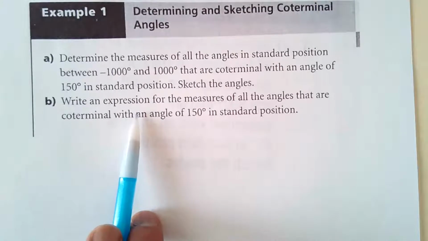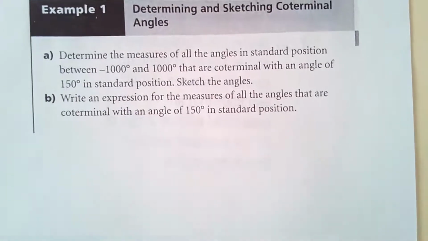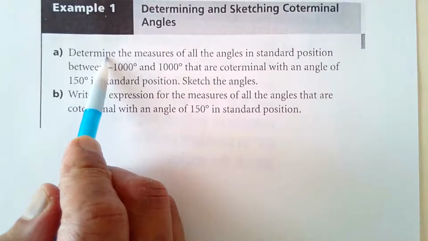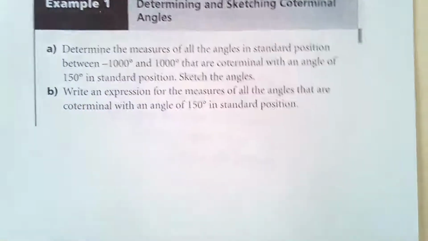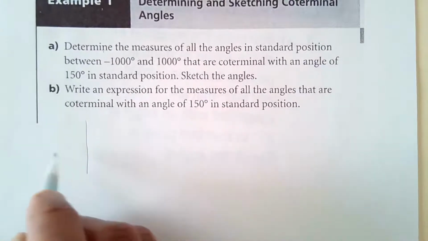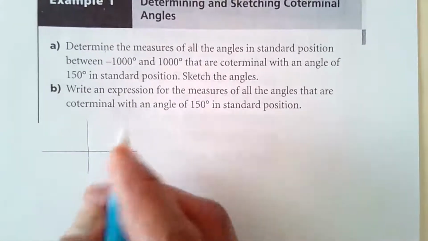For this one, you can use a calculator, but we'll stick with the basic sketching. Let's look at the first one here. Between 0 and 1000, let's look at the first that we sketched here. We have an angle of 150.